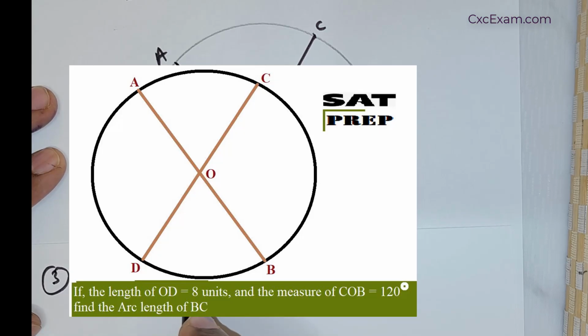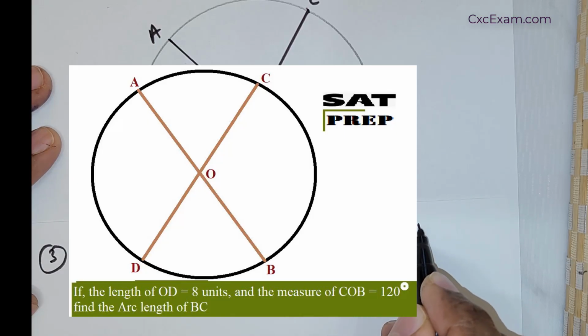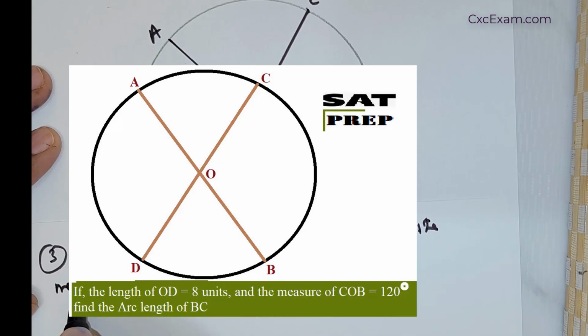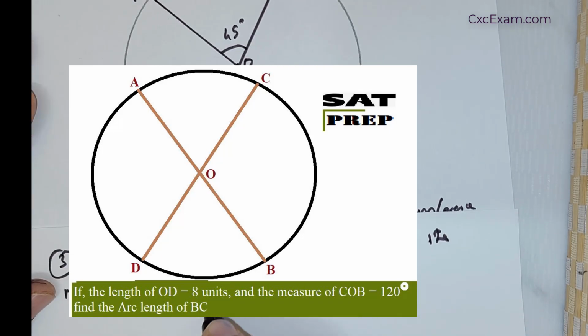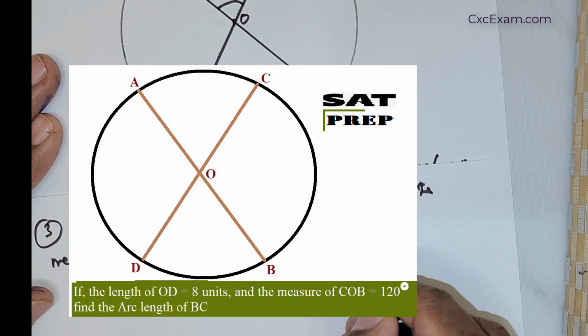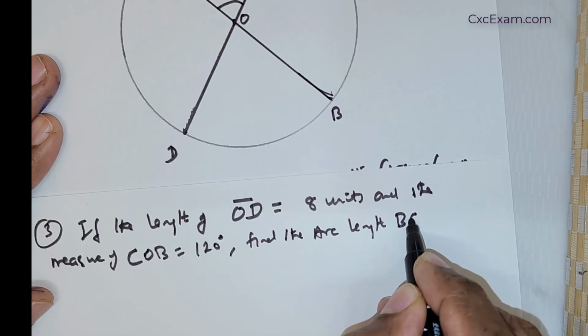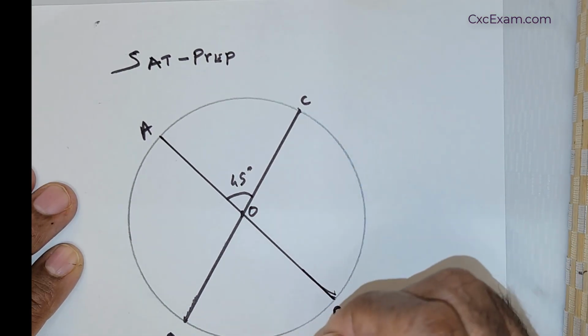If the length of OD is equal to 8 units and the measure of COB is 120 degrees, find the arc length BC. So they are asking us to get this length.